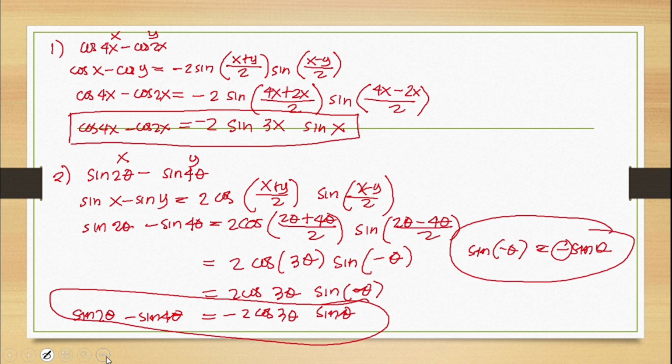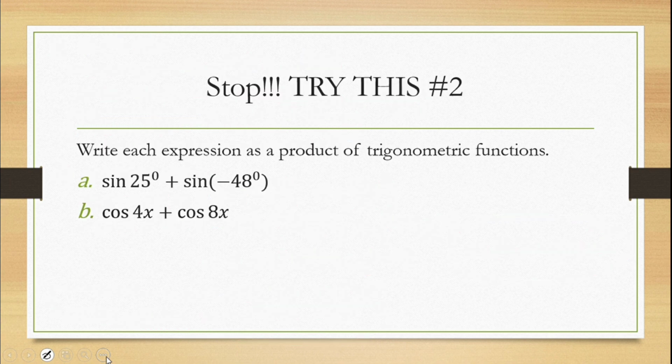So we have here another try this for you at home. We have try this number 2. Write each expression as a product of trigonometric functions: sine 25 degrees plus sine negative 48 degrees, and cosine 4x plus cosine 5x. So try this one at home. I hope everyone feels at home answering those problems.